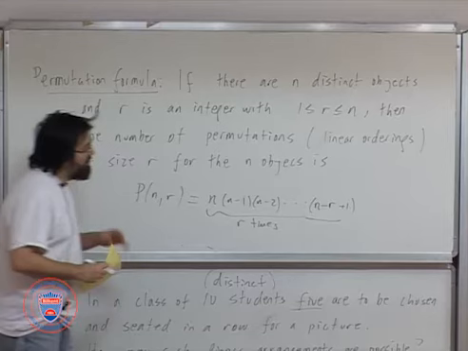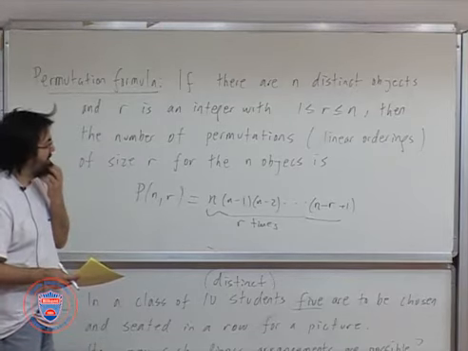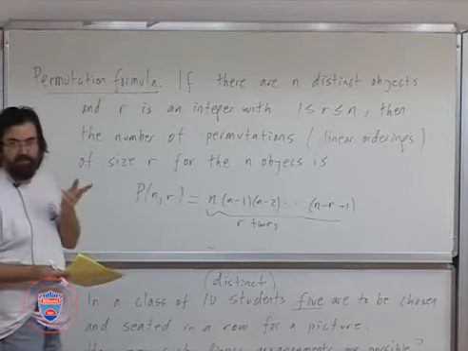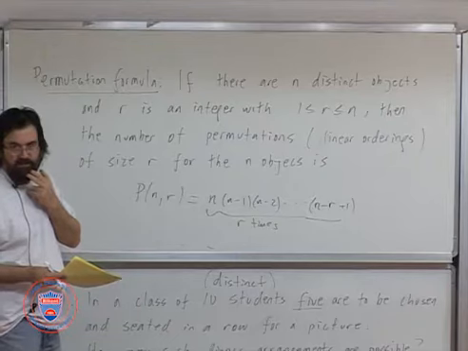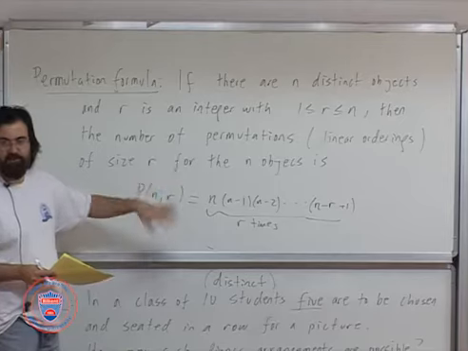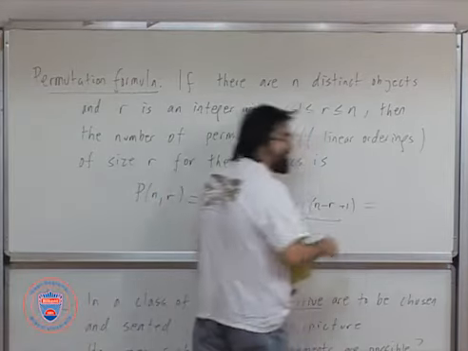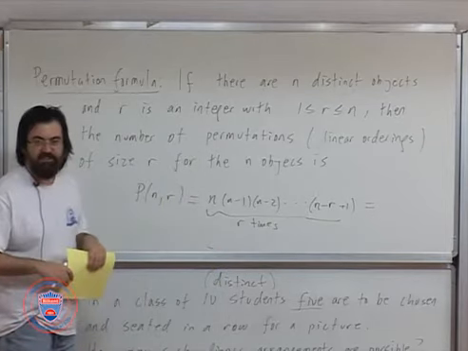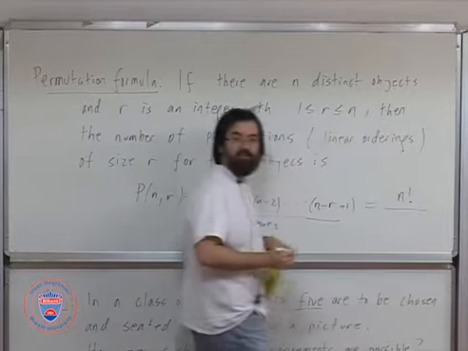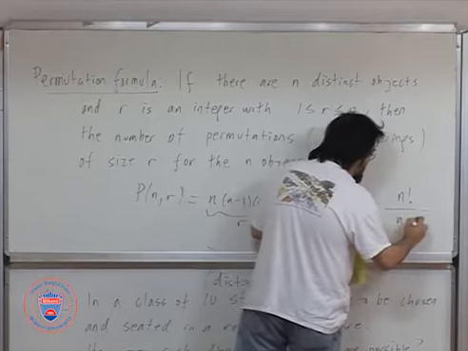And because you go all the way to n minus r plus 1, you're actually missing the next one, which is n minus r. So you can also write this as a factorial divided by a factorial, right? So how can you write it as factorial divided by factorial? n factorial divided by? No. n minus r factorial. That's important.